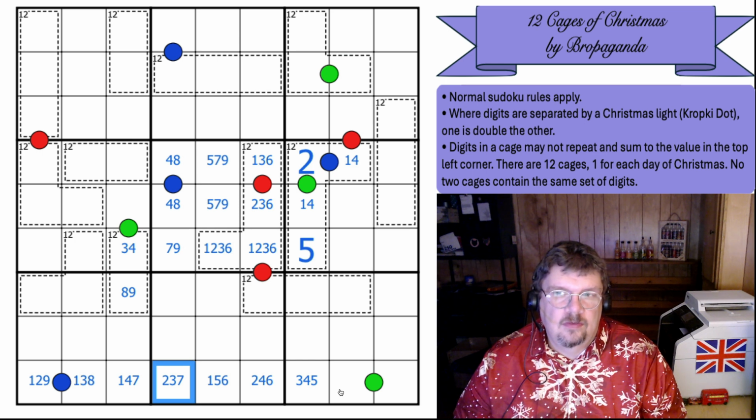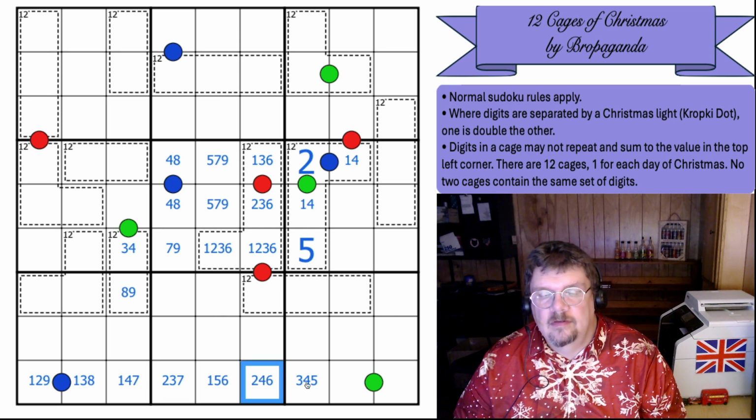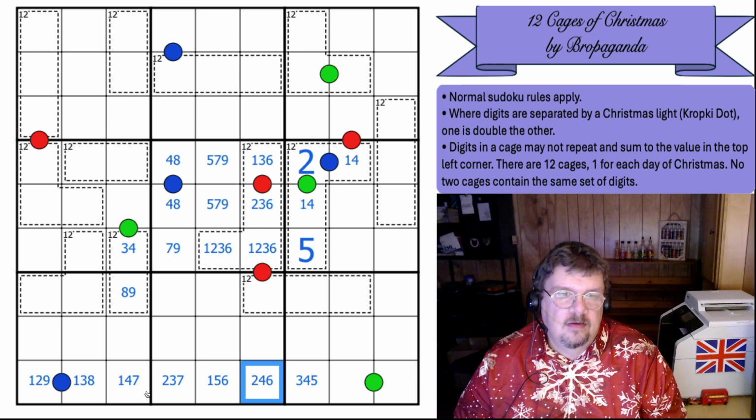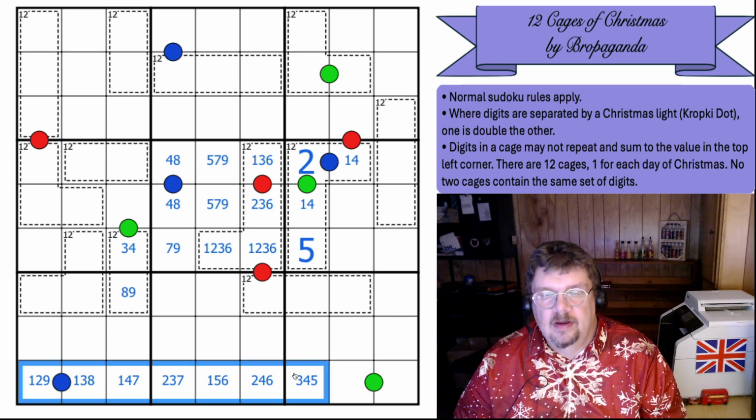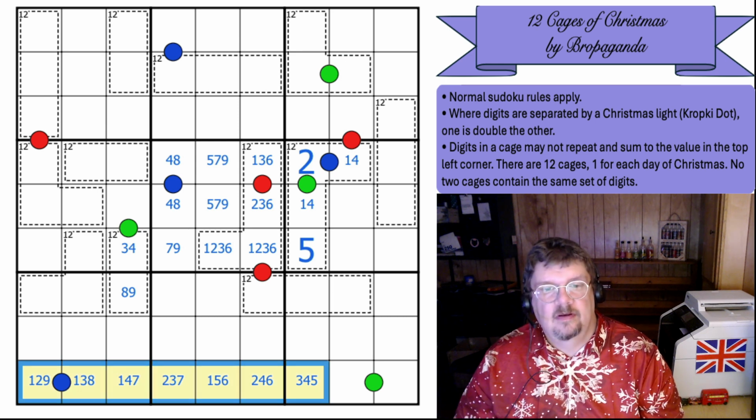If there's a 2, we need 10 more. We can't do 2, 8. We already have 1, 9, 3, 7, and 4, 6. If there's a 1, we need 11 more, 4 ways to do that. We already have 2, 9, 3, 8, 4, 7, and 5, 6. So there are 7 different ways to fill those cages. Well, that is nice and convenient, isn't it?